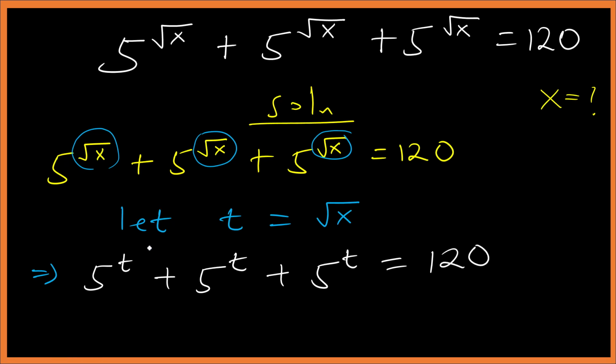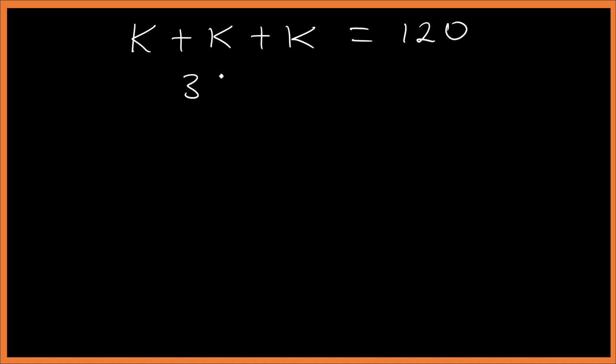All right. Now, because we have 5 with t throughout, we can also let the variable with that. Let 5 with t be k. Okay. So in going back, this side will be k plus k plus k equals 120. So k plus k plus k is 3k equals 120. So let's divide both sides by 3.